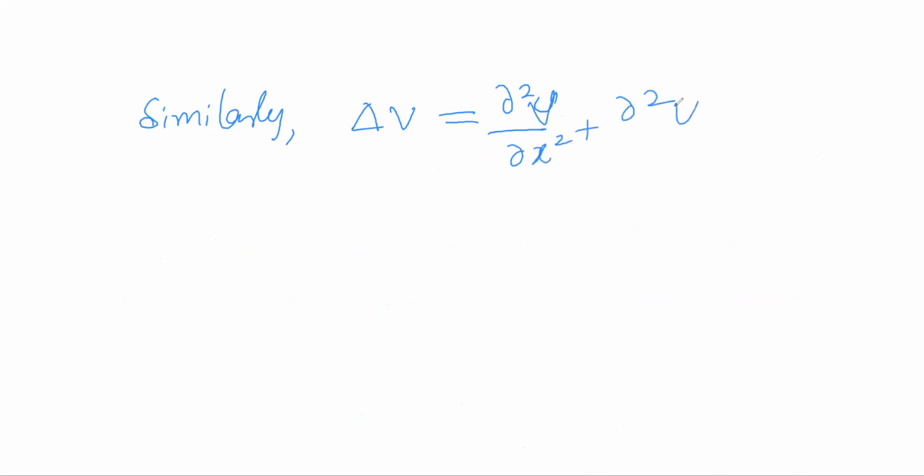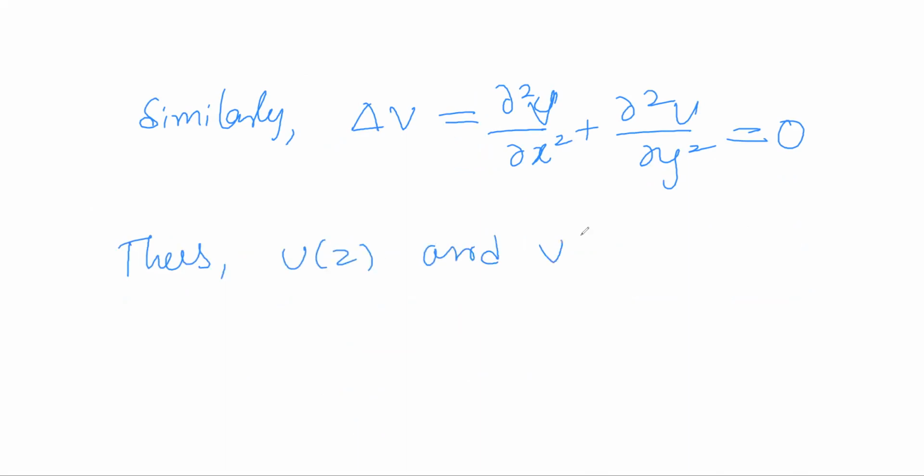Similarly, you can prove it for v also. That is, dou square v by dou x square plus dou square v by dou y square will also be equal to 0. So combining all of it, the real and imaginary parts of f, that is u of z and v of z, are harmonic in the region omega.